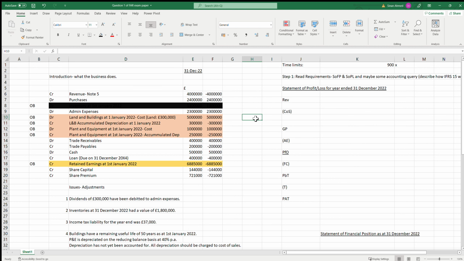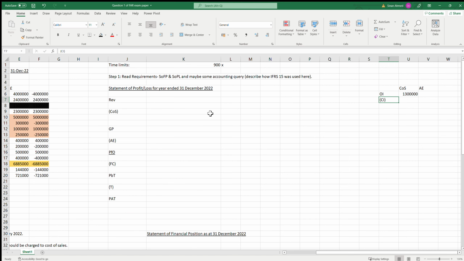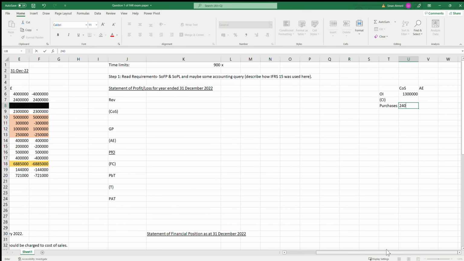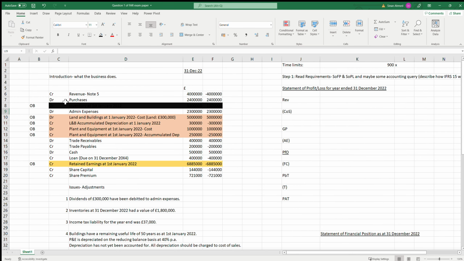Okay, fine. Now, purchases and admin expenses we can put through immediately. So purchases is going to go here. And purchases goes here. So what was the purchases? 2.4 million, so 2,400,000. Okay, so I put that there. For the purposes of this, I'm just showing the ones that I've used. You probably can't do this in the exam.